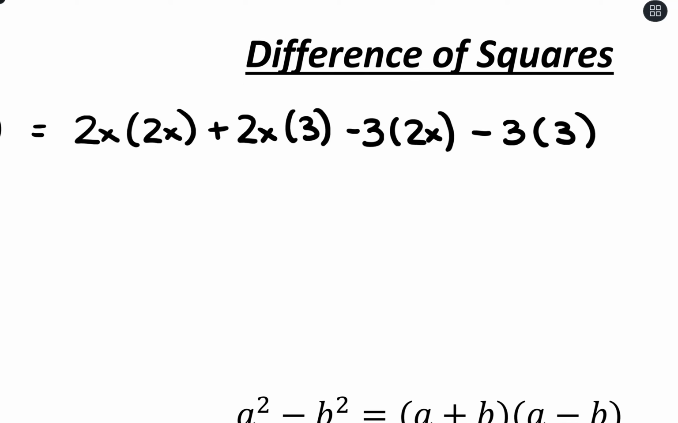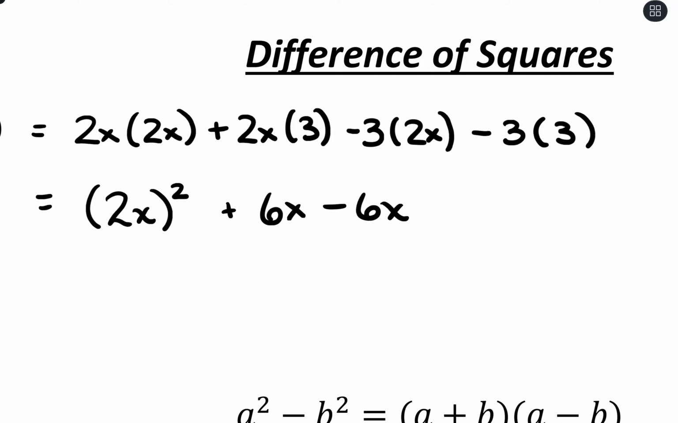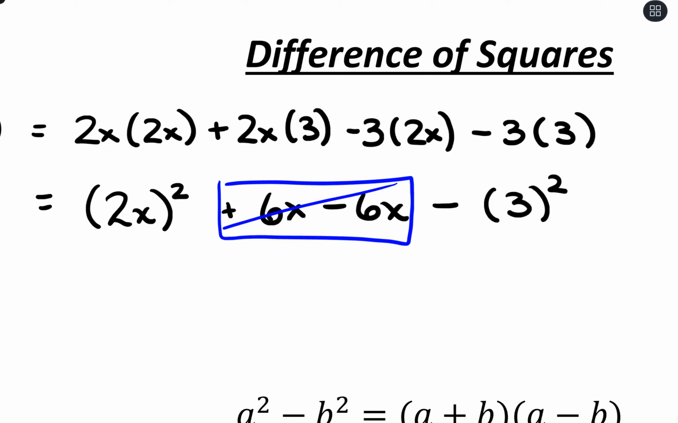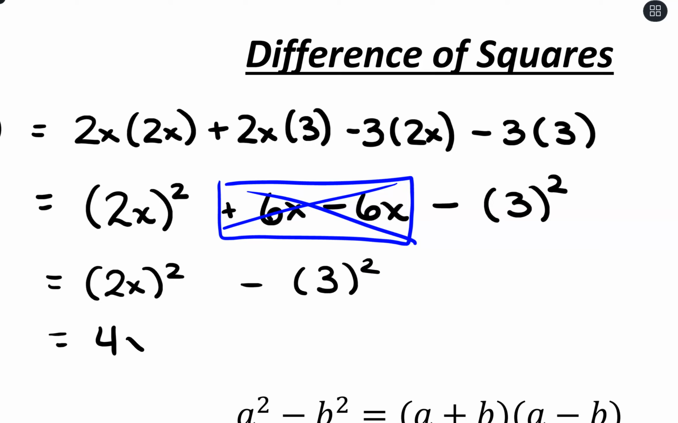So what ends up happening here is we see 2x squared, and I'm just going to write this a little differently for a moment so we can see this notation. And then we have a plus 6x minus 6x, and then a minus, and I'm going to write this special 2 as 3 squared. Now these middle terms, positive 6x minus 6x, turn into 0. So what we end up with is just 2x squared minus 3 squared, which is the same as 4x squared minus 9.